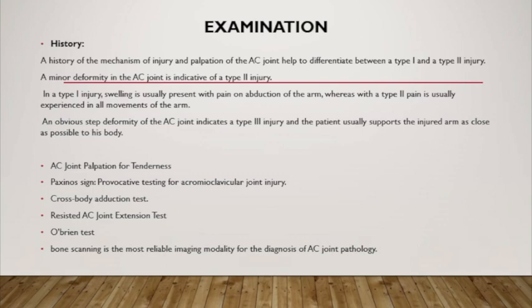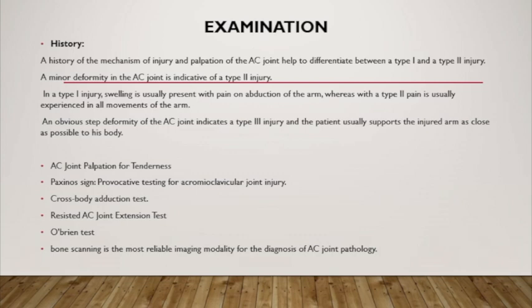Next, in case of type 3 AC joint injury, there will be a step deformity over the AC joint. So while palpating, if we find the step deformity, it is indicative of this type of injury. Okay, so now let's go for palpation, since observation I've already discussed in the previous slide. In palpation, if tenderness is present over the AC joint itself, it will be considered indicative of AC joint injury. Next, the provocative testing.